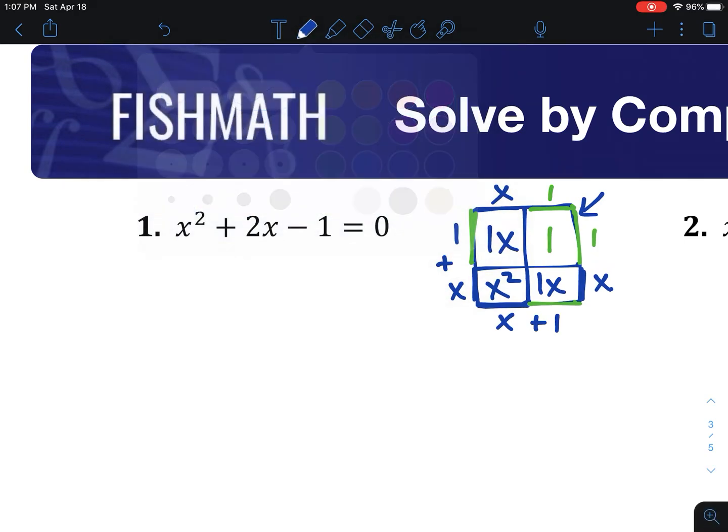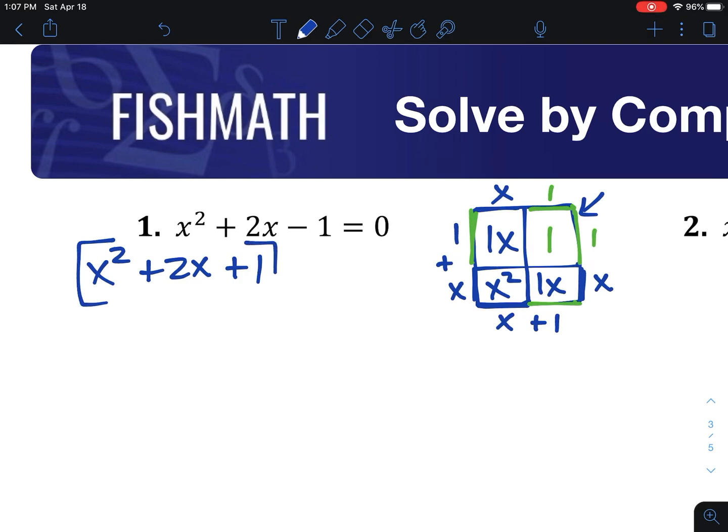So here's what we do. We're going to make this work now. We're going to take all of these pieces and put them together, because we know what that is. So we're going to write that right underneath our original equation. So we've got an x squared. We've got 1x and 1x, which is 2x. And we need a 1, so plus 1. I'm going to box that in because that was our square.